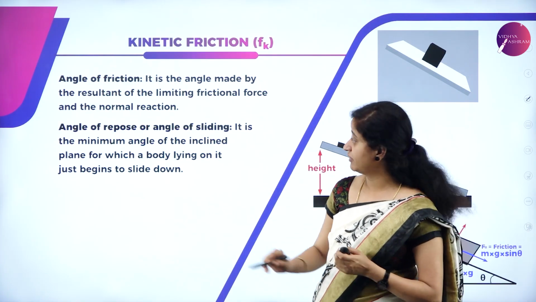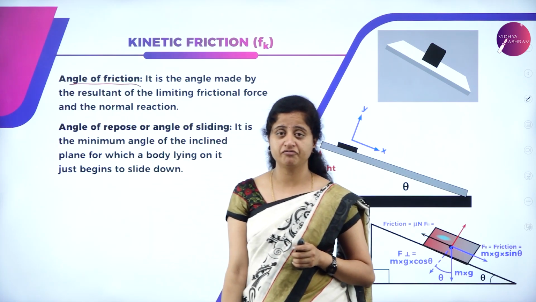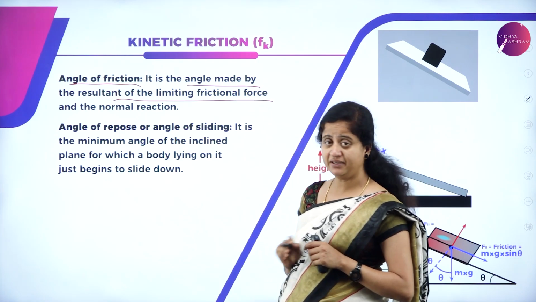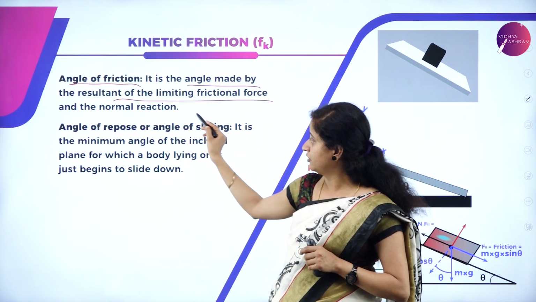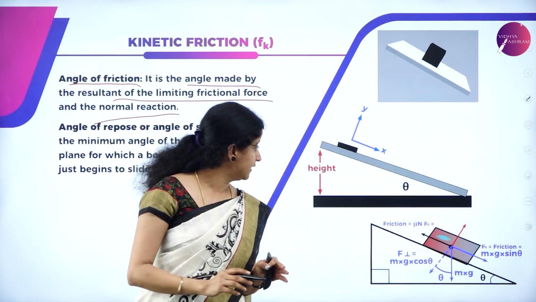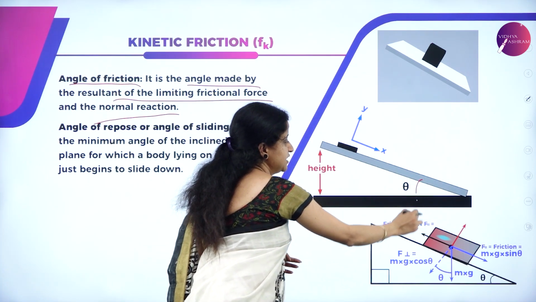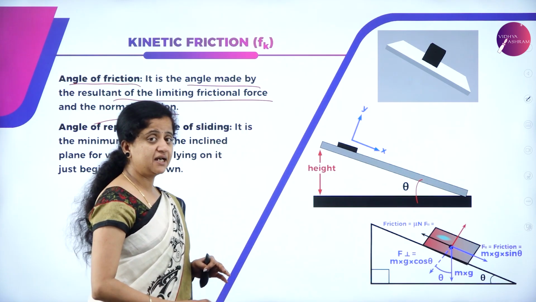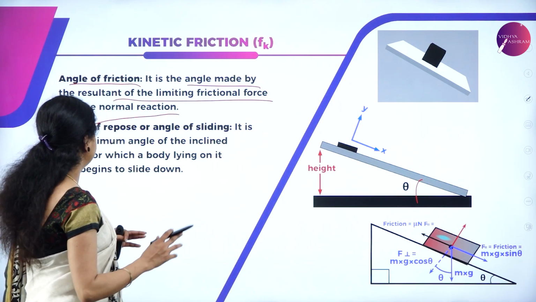In the study of kinetic friction, we have a concept called angle of friction. What does it mean? It is the angle made by the resultant of limiting friction and normal reaction. We will call it the angle of kinetic friction.